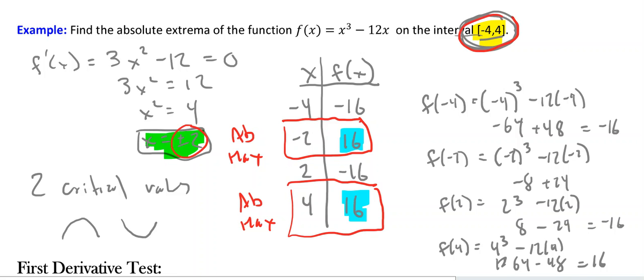Now, the absolute minimums, here we also have a tie. This is an absolute minimum, and this is also an absolute minimum. One of the absolute minimums occurs at a critical value, and the other absolute minimum occurs at an endpoint. And that is how you find absolute extrema.